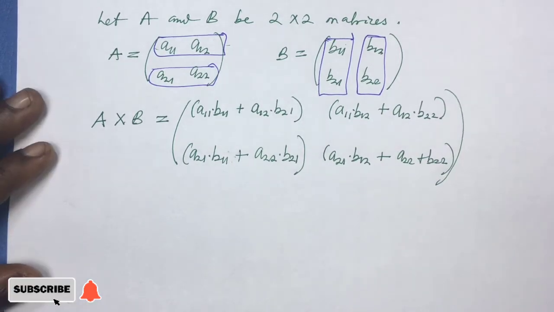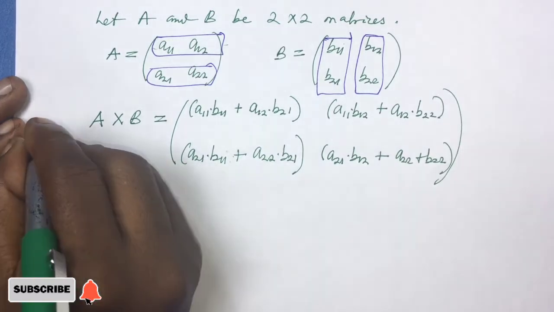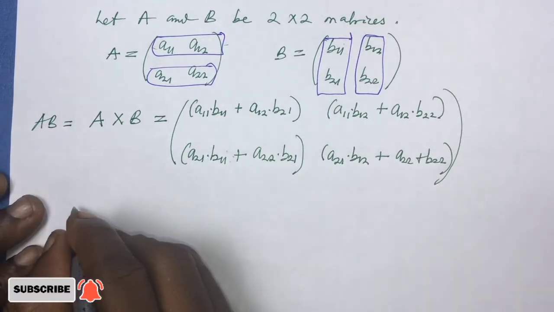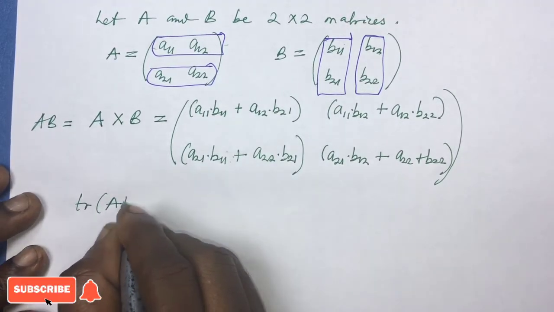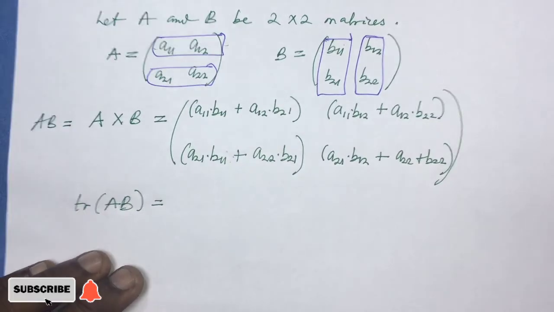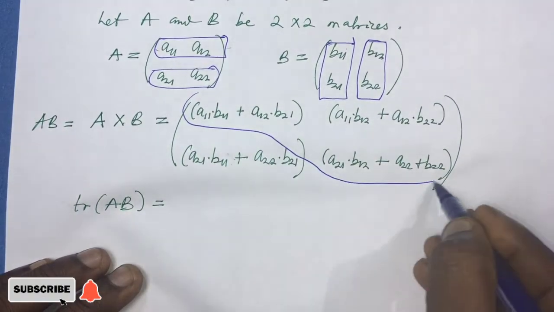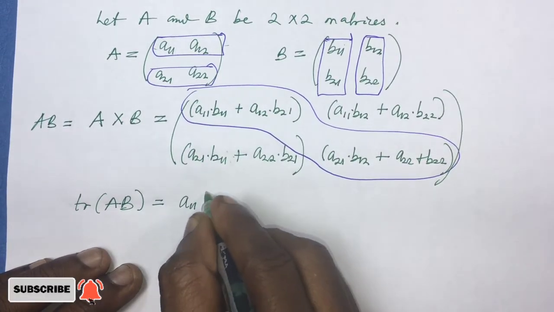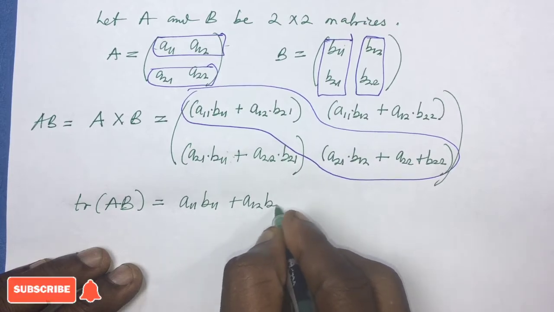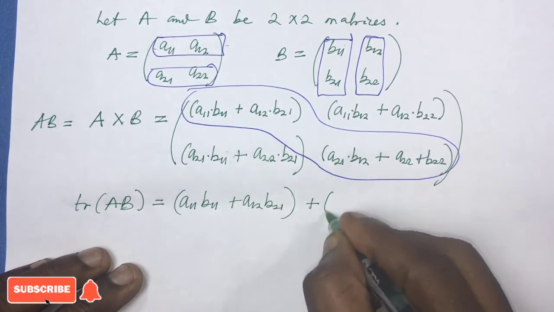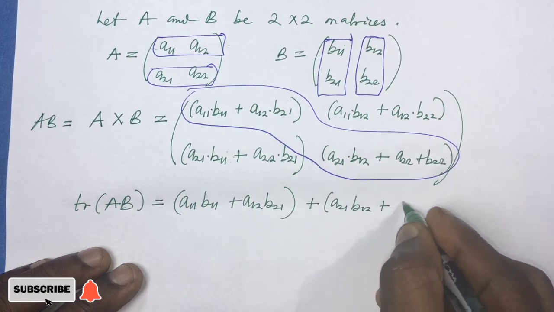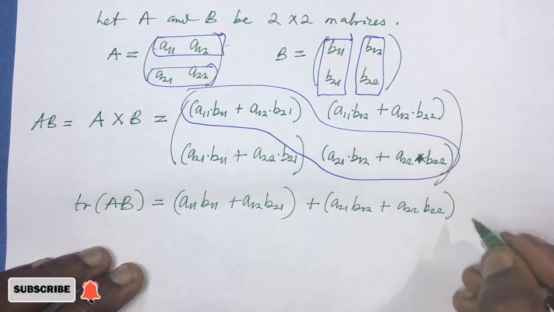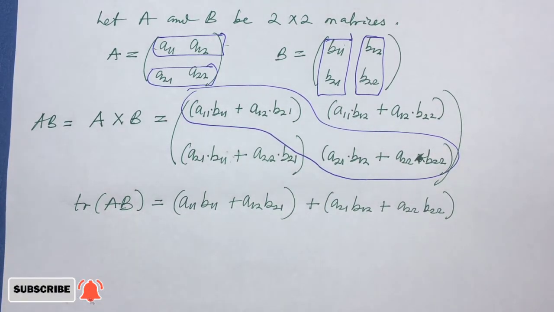Now, what will be the trace? Take note, this is the same as writing AB. So, AB is the same thing as writing A times B. Now, what will be the trace of AB, which is A times B? The trace will be you adding this, the principal diagonal element. And what would that give us? It will give us A11 B11 plus A12 B21 in one bracket plus A21 B12 plus A22 times B22, close bracket. So that will be the result you obtain.